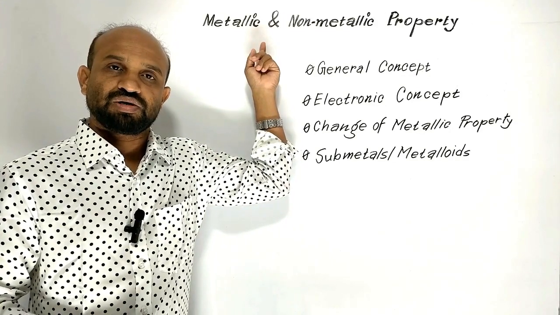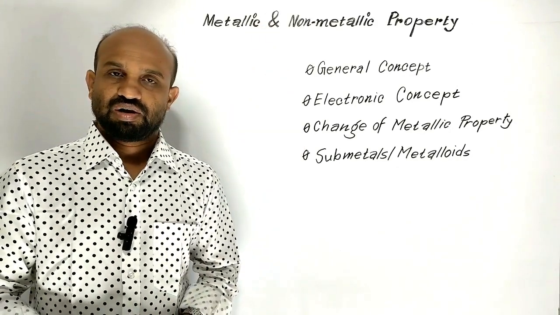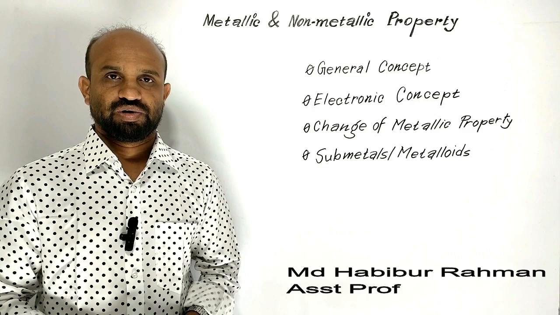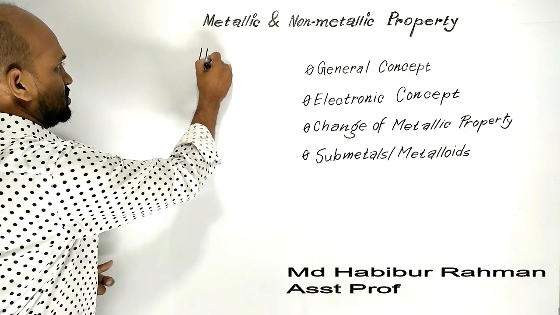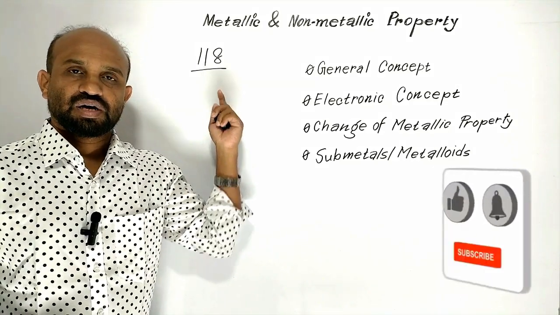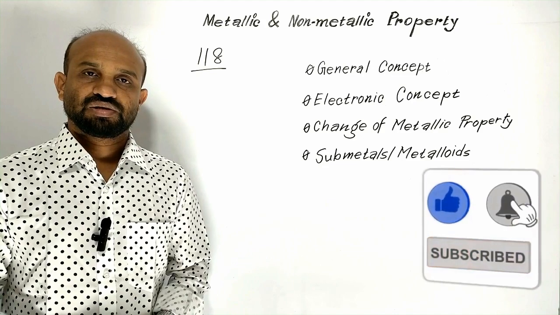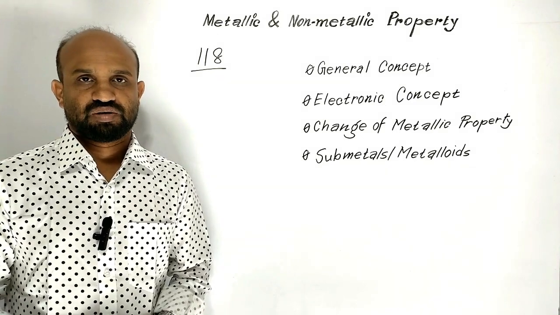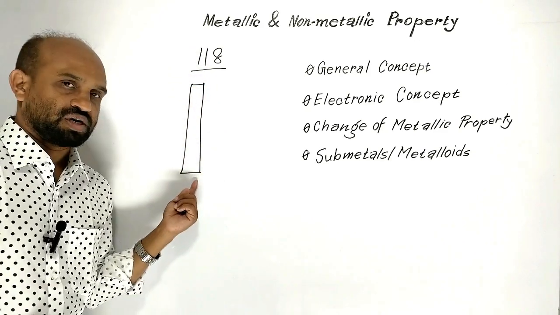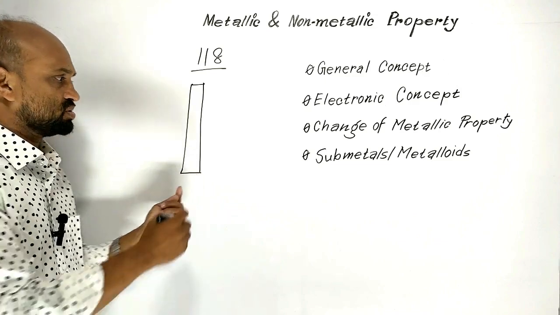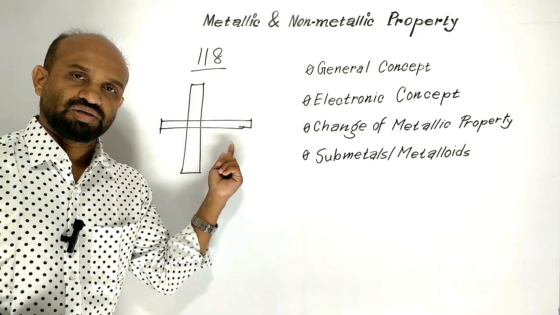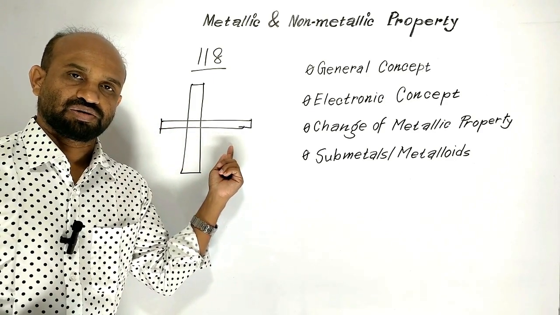Metallic and non-metallic property of elements along a column and along a period. We have 118 elements. These 118 elements have been placed in 18 columns and 7 periods in the periodic table. Vertical columns are called groups, and horizontal rows are called periods.